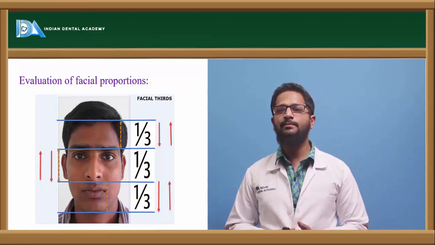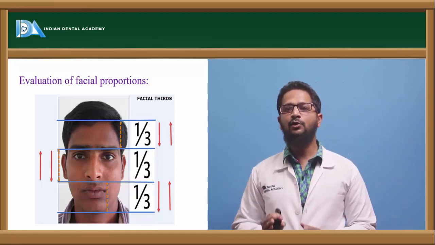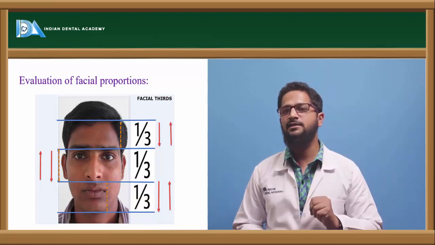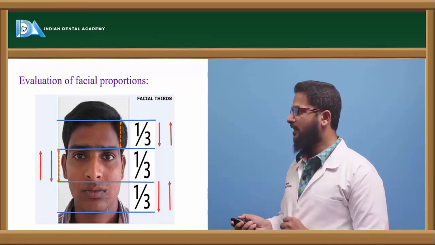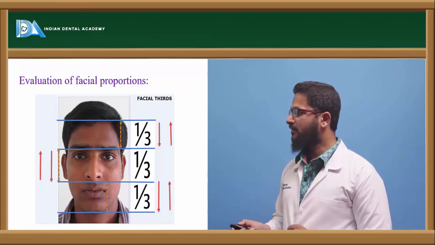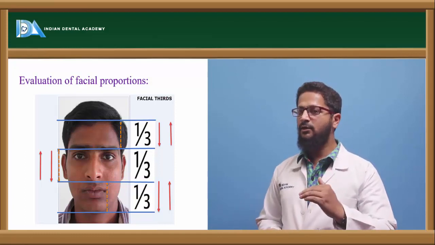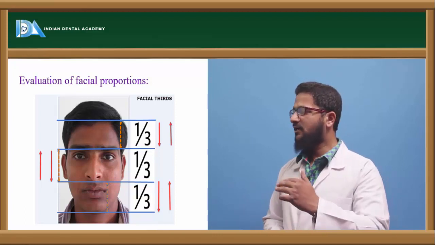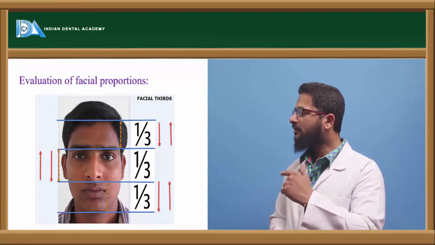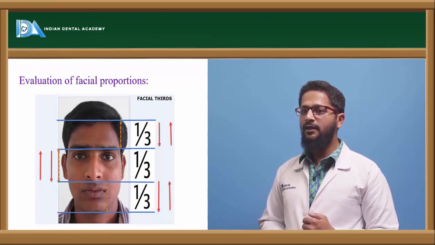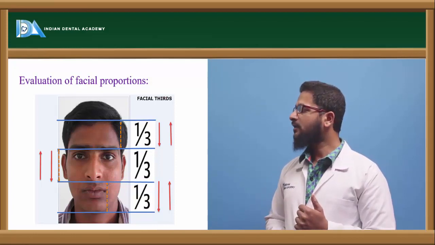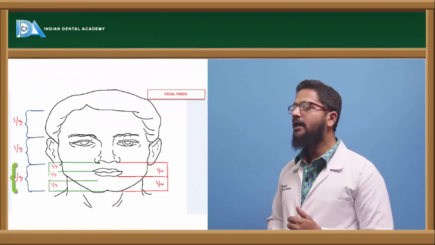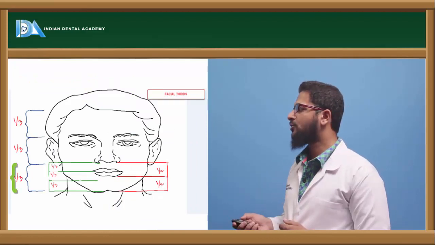Evaluation of facial proportions. A well balanced and normal face can be divided into 3 equal thirds with the help of 4 lines. First line passing from the hairline, second line from supraorbital ridge, third line from just below, that is the base of the nose, and fourth line through the chin. And these are divided into equal thirds. In the lower third, again one third of it is occupied by the upper lip and the remaining part is occupied by the lower lip and the lower jaw, that is the chin.